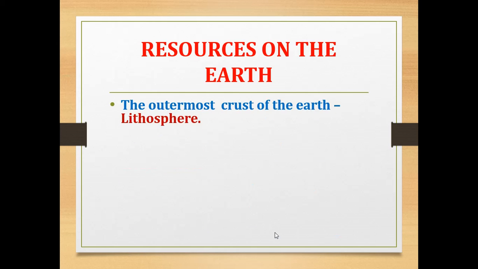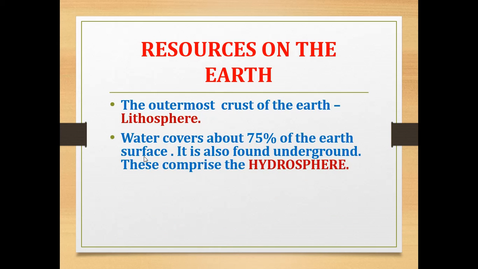Now, resources on the earth. Before going to the resources on the earth, we will learn the outermost layer of the earth and the components present in the earth. The outermost crust of the earth is called the lithosphere, and the earth's surface is covered with 75% of water, which is also found underground. The water which covers about 75% of the earth's surface is called the hydrosphere. So lithosphere means land, the outermost crust of the earth, and hydrosphere means the area covered by water on the earth's surface.